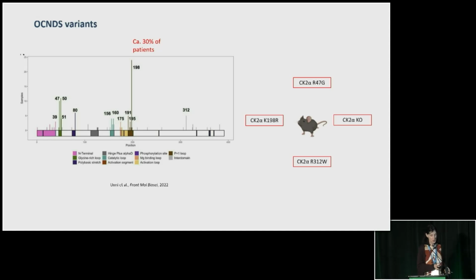And so we decided to go ahead and generate three mouse lines, and one was already made. The 198R mutation that's present in 30% of patients, then the N-terminal one, the 47G, and the C-terminal one, which is called the 312W.